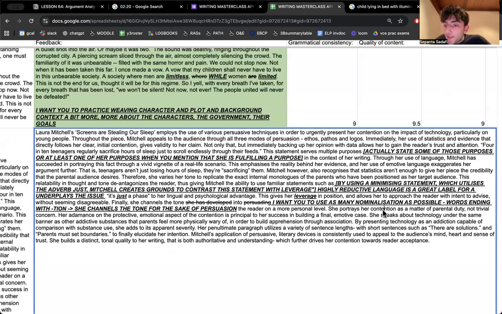She portrays her contention as, see, contention. You didn't say she contends to. You didn't use the verb contend. You used the noun contention, which is the holistic overall idea and concept at play here.